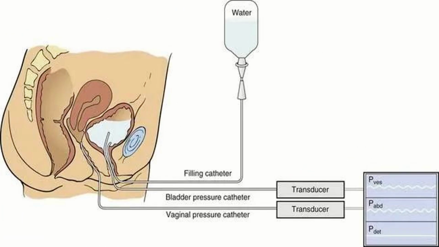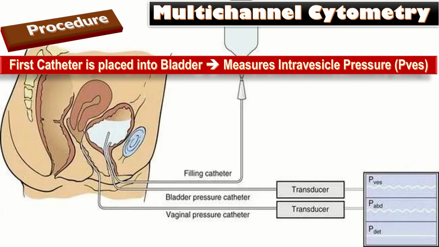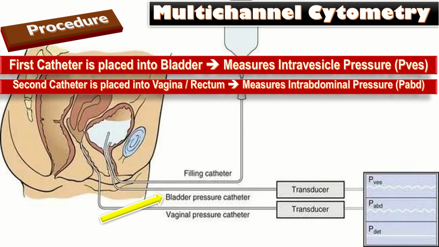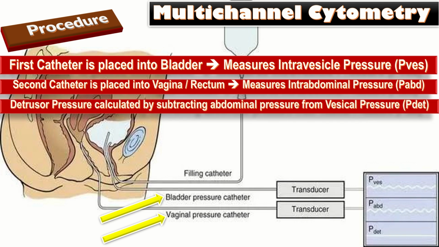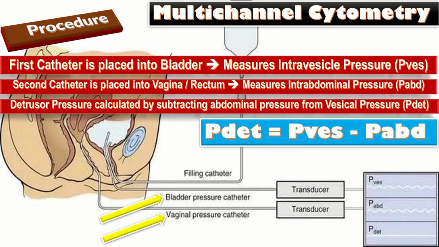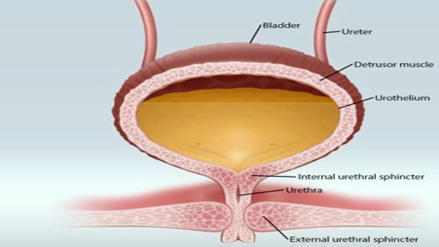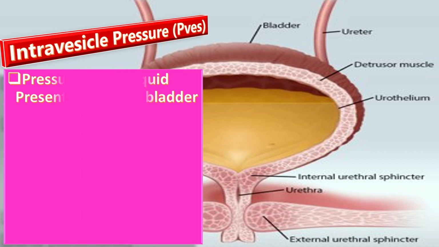First, a catheter is placed into the bladder which measures the intravesical pressure, indicated by P ves, pressure of bladder, vesical pressure. A second catheter is placed into either the vagina or rectum which measures the intra-abdominal pressure, P abdomen. The detrusor pressure is calculated by subtracting the abdominal pressure from the vesical pressure. P detrusor is equal to P vesical minus P abdomen. The intravesical pressure, or P vesical, is the pressure in the liquid present within the bladder.